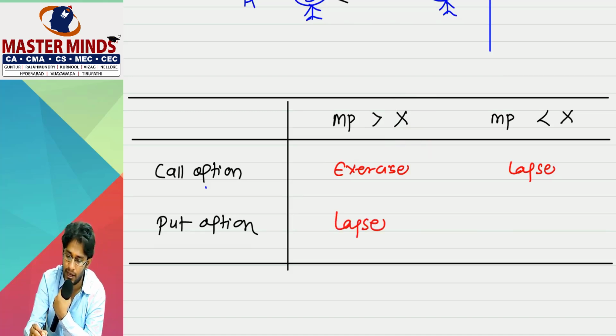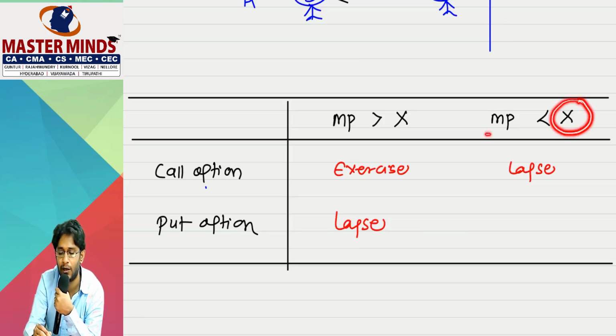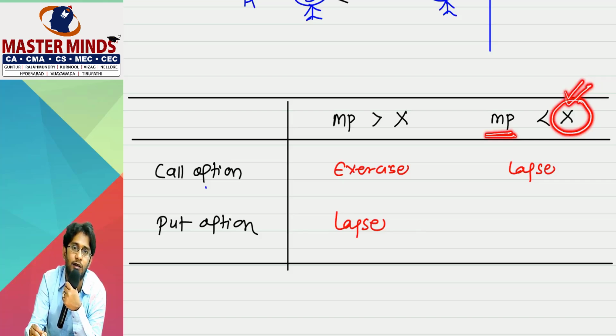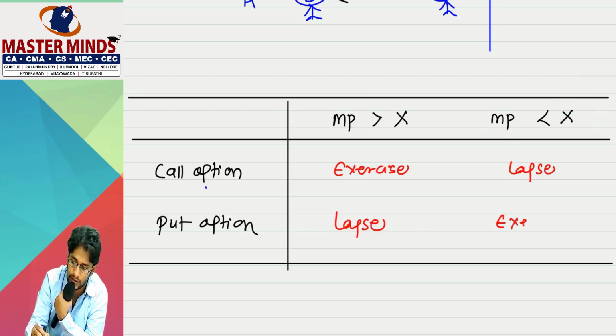In this case, I have a right to sell at X. The market price is lower than X. That means I have a right to sell at a higher price. Is a right to sell at a higher price good or bad? Good. Therefore, here you are going to exercise your put option.